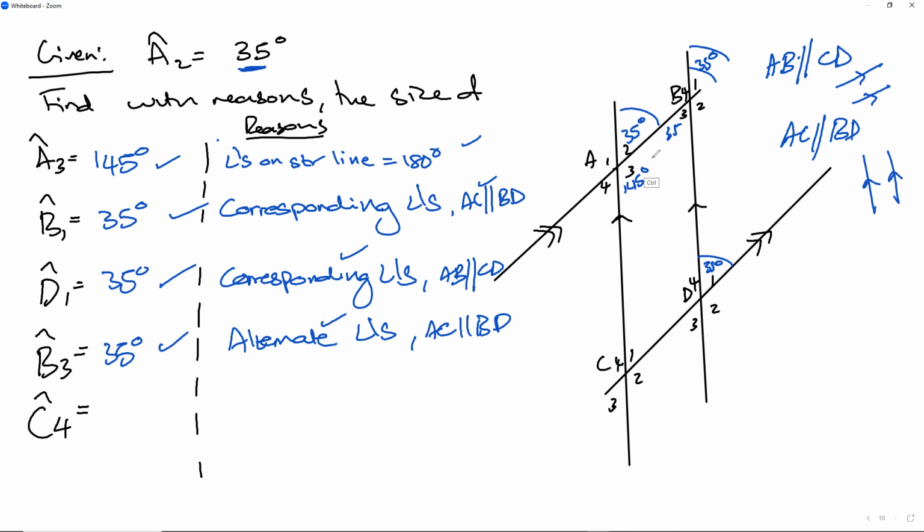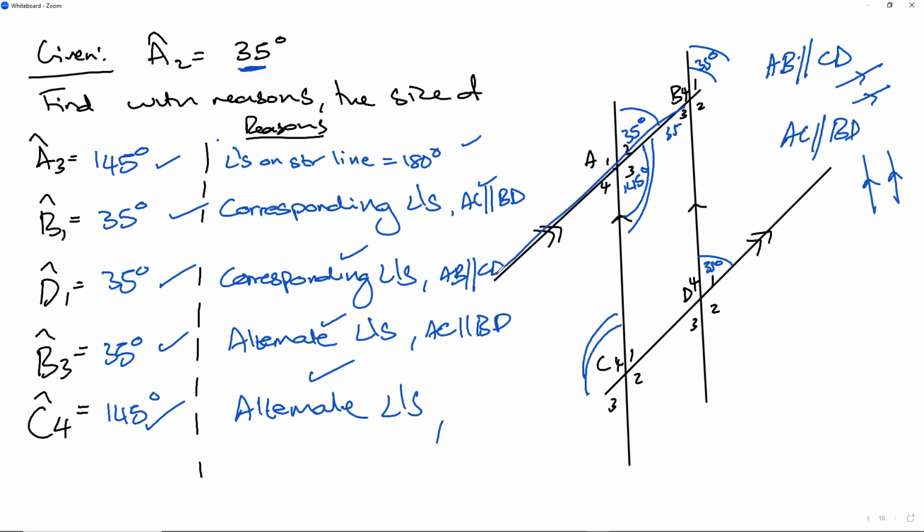C4 now. C4 is over here. C4 is equal to A3. And you can see that is a Z shape as well. This is going to be alternate as well. C4 will be 145 degrees. Alternate angles. And the lines that are at play here are AB and CD in this case. So AB parallel to CD for each of those.